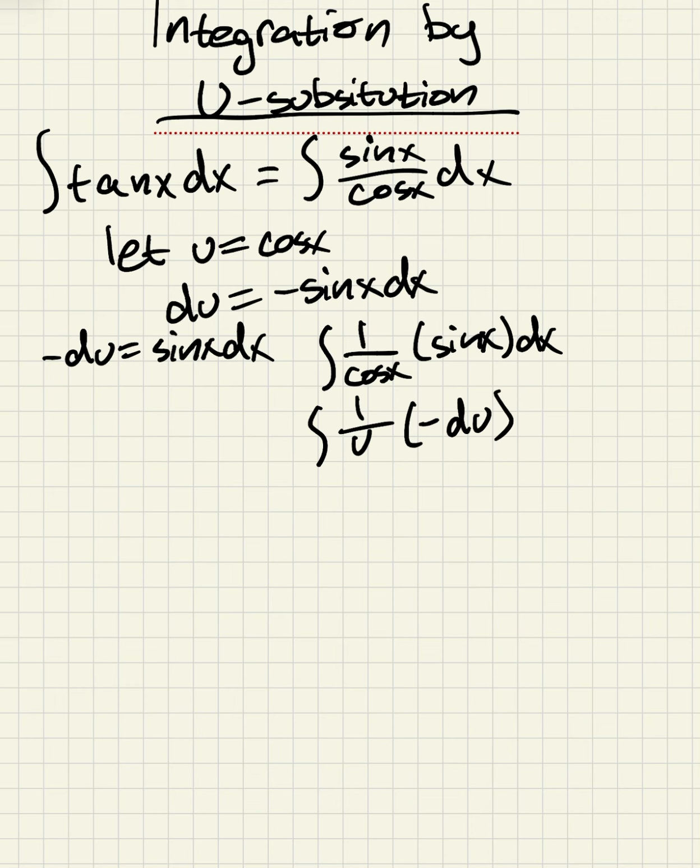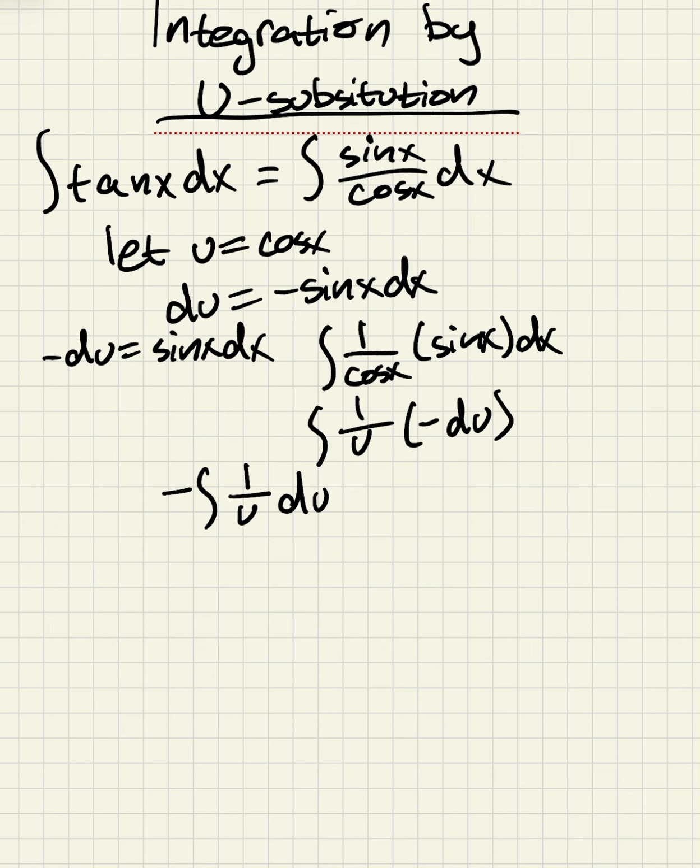But this is a constant. This is negative 1. By limit rules, we can bring that out to the front. And we can have 1 over u du. And this is a known integral that we can do. You might try to do reverse power rule, but this is not going to work for this equation, as it probably didn't work for that one time you tried to take the antiderivative of 1 over x.